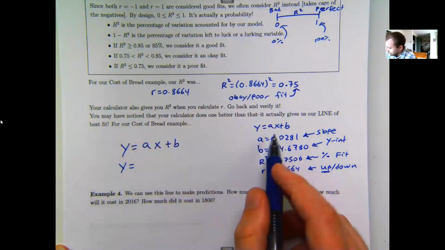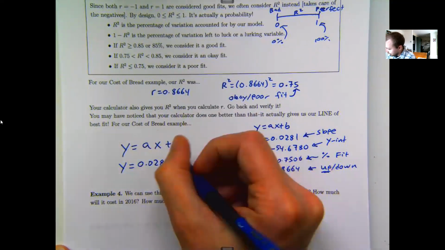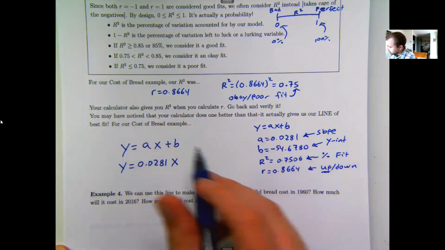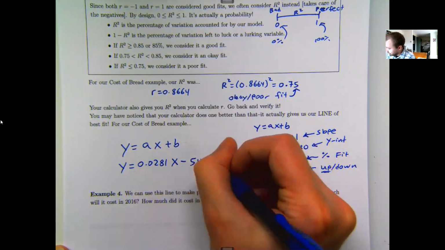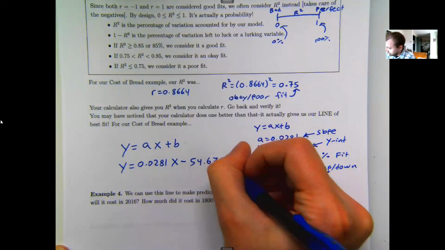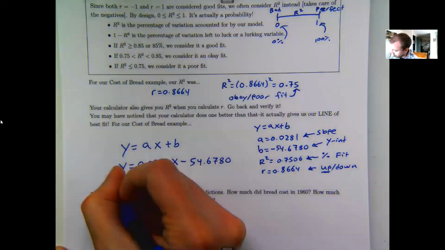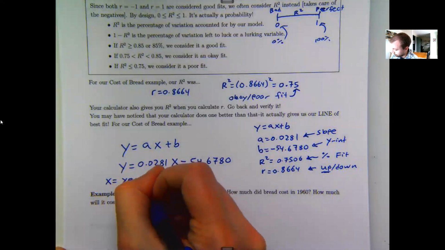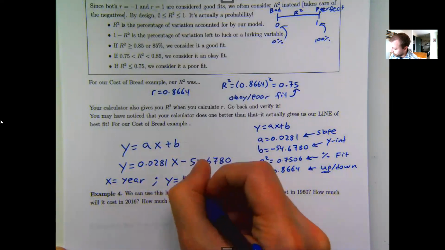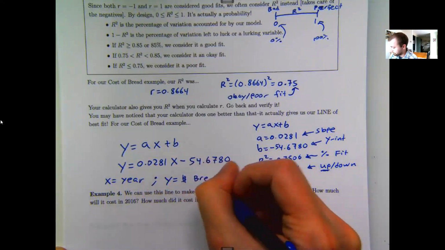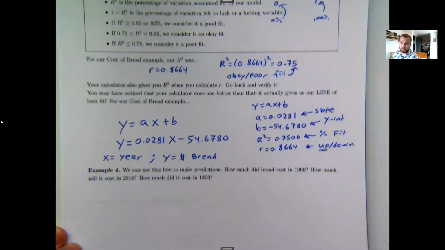So y equals my a is 0.0281x plus a negative, so minus 54.6780 or so. When I'm using this line, x is equal to the year, and y is equal to the cost of bread. Let's use this line to make some predictions.